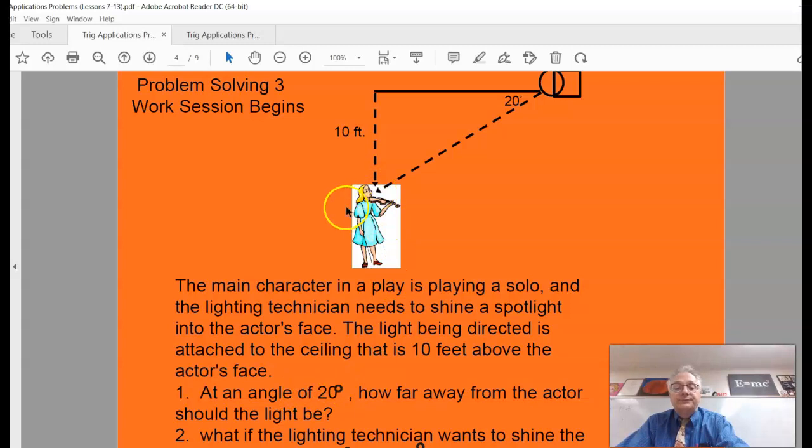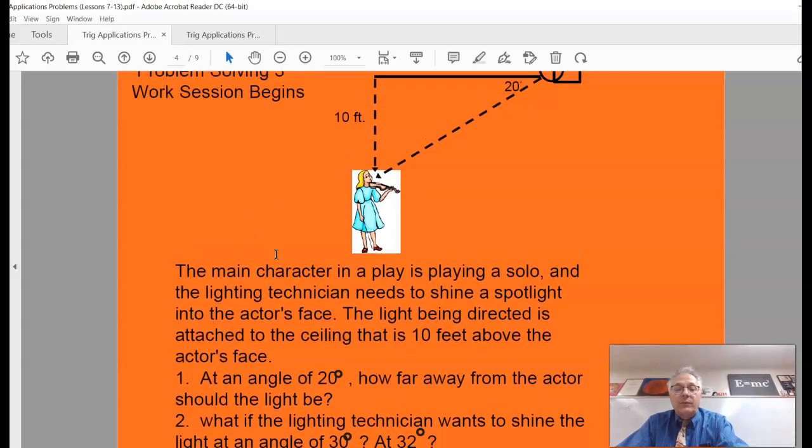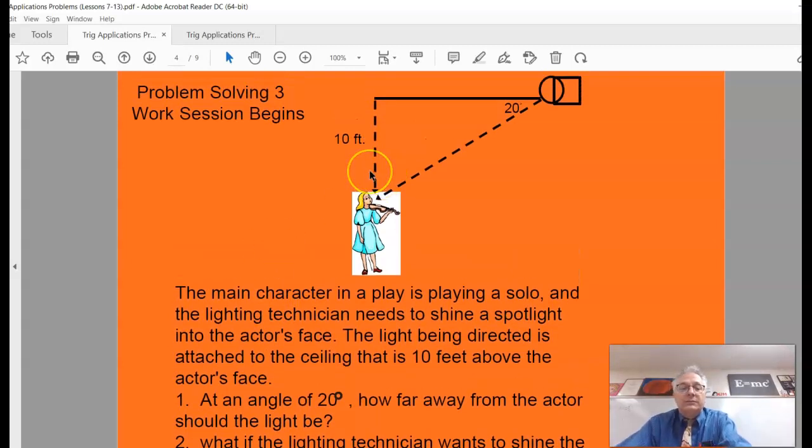So the height above is 10 feet, and at an angle of 20 degrees, how far from the actor should the light be? In other words, the light's 10 feet above. How far back does it need to be if it's going to shine down at a 20-degree angle? Well, in this case, we have this scenario.